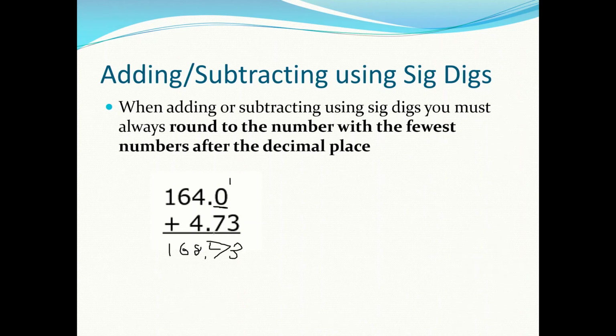This has one number after the decimal place. This has 2 numbers after the decimal place, so I want to round to 1 number after the decimal place. And I'm going to look at my number before it, which is 3. I don't need to round up, so my correct answer would be 168.7.